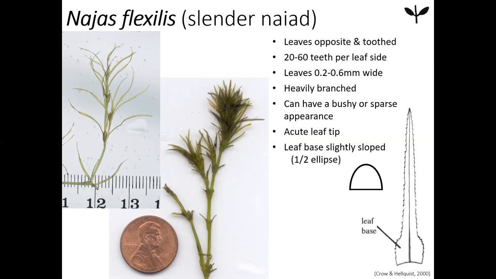So in the picture with the penny, you can see that near the apex of the plant there is really short internodal distance, heavily branched, and it looks very bushy. And on the picture on the left, you can see that this individual is more sparse looking. And this Naias flexilis will have an acute leaf tip.